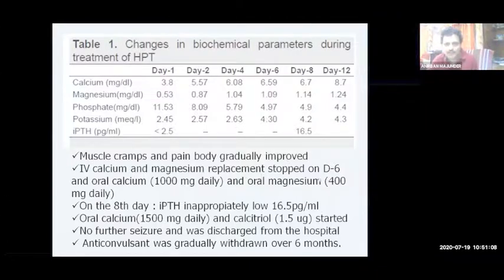IV calcium and magnesium replacement was gradually stopped on day 6. Oral calcium and oral magnesium were started. But even then, the iPTH was inappropriately low. So oral calcium and calcitriol were started with the diagnosis of hypoparathyroidism. No further seizure, and he was discharged from the hospital, and the anticonvulsant was gradually withdrawn over a 6-month period, indicating that although the initial anticonvulsant was given for the history of convulsion, it was possibly triggered by hypocalcemia, which was possibly precipitated by hypoparathyroidism.